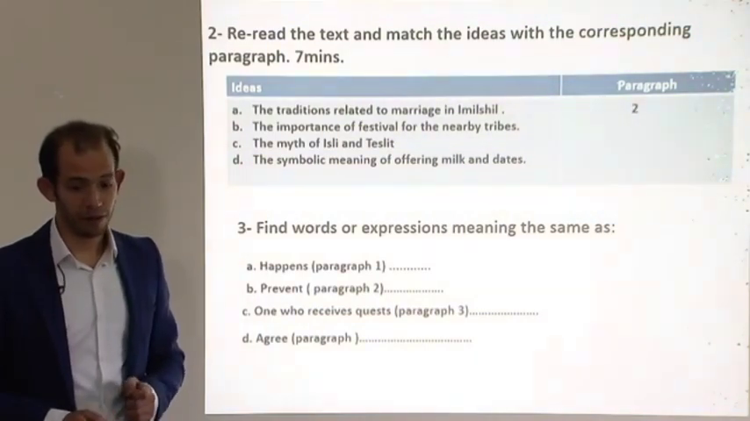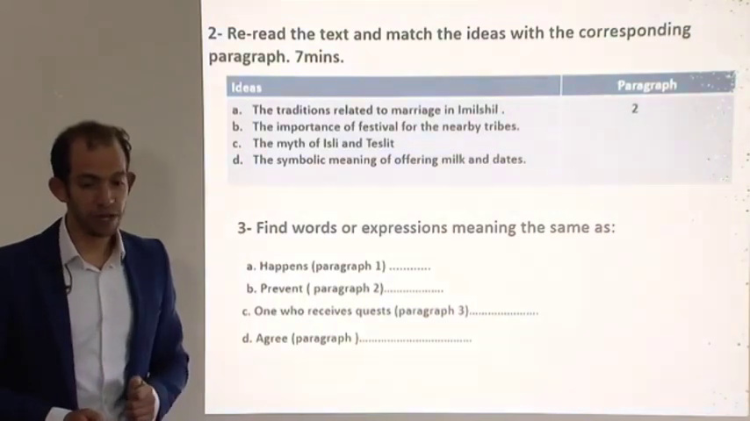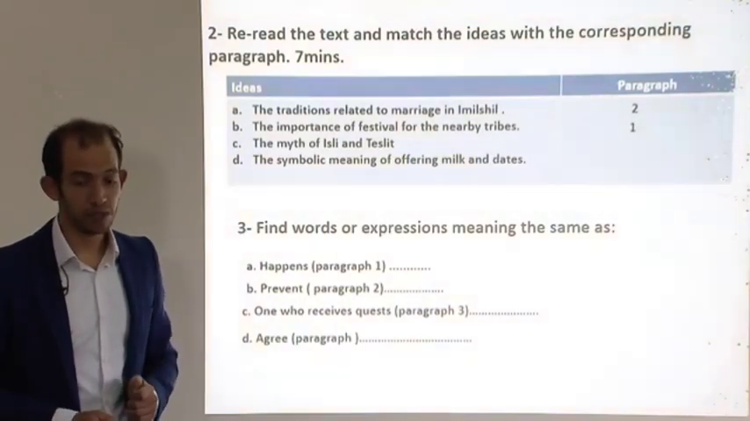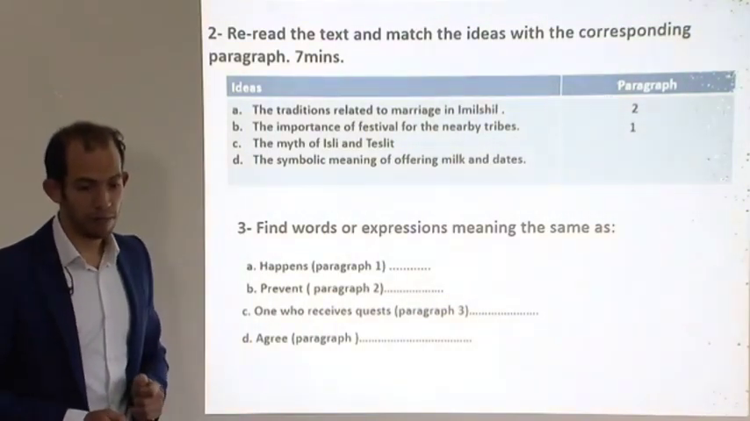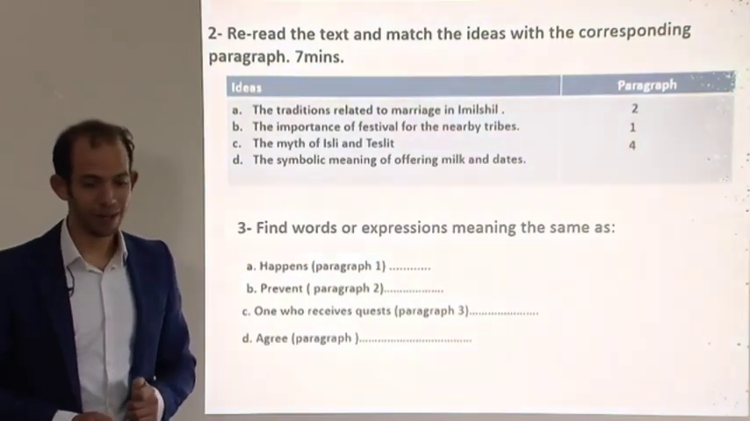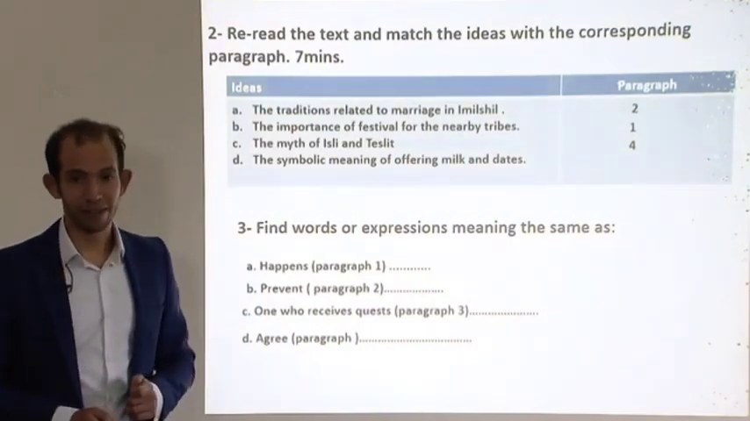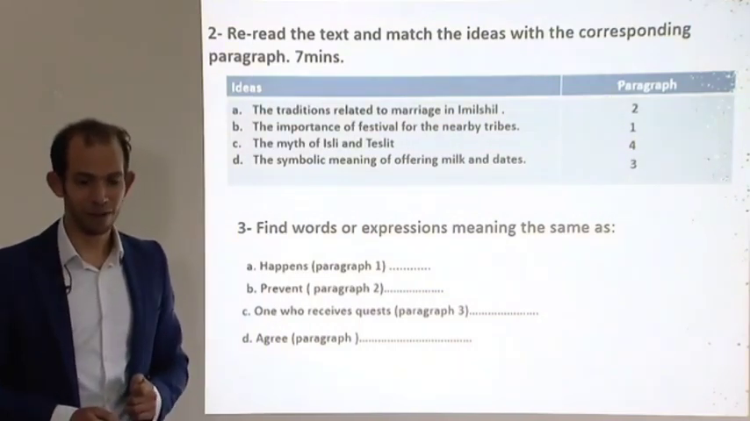It is in paragraph number 2. The importance of the festival for the nearby tribes. It's in paragraph number 1. The myth of Isli and Tislit. It's in paragraph 4. And the symbolic meaning of offering milk and dates, it's in paragraph 3.